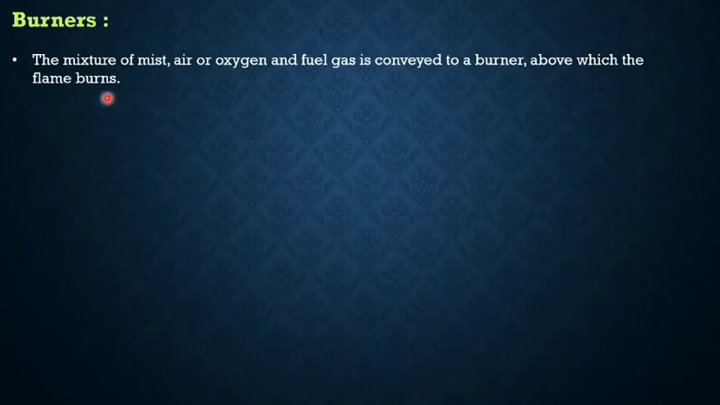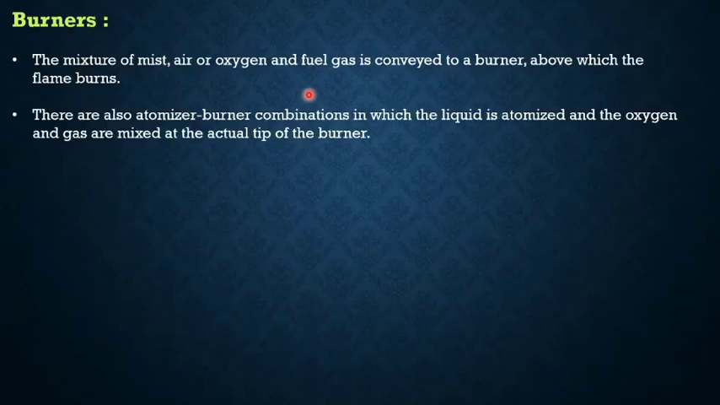The mixture of mist, that is fine droplets of sample solution, air or oxygen, and the fuel gas is conveyed to the burner, above which the flame burns. There are also atomizer burner combinations in which the liquid is atomized and the oxygen and gas are mixed at the actual tip of the burner.